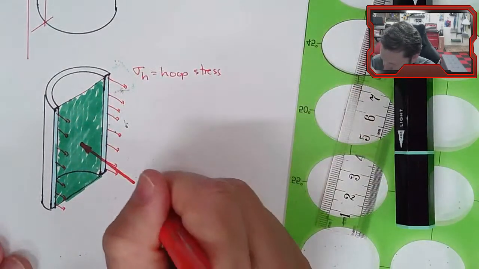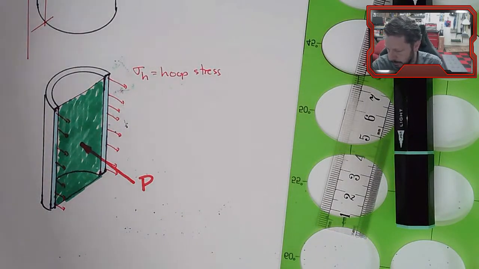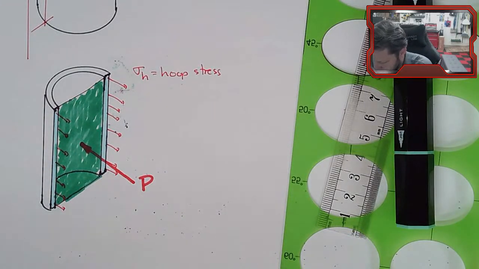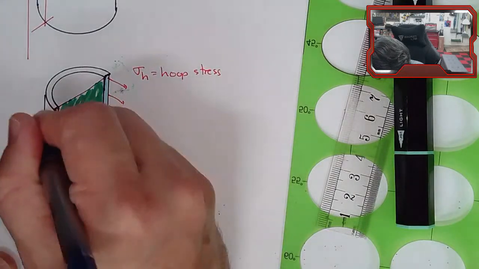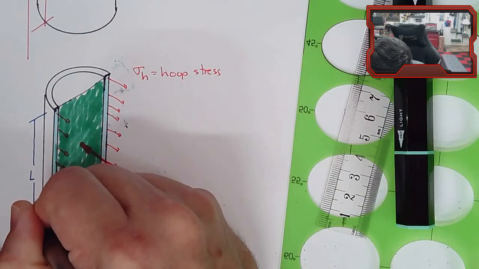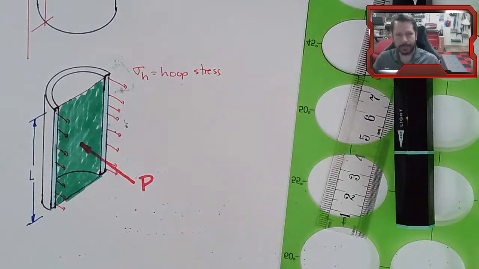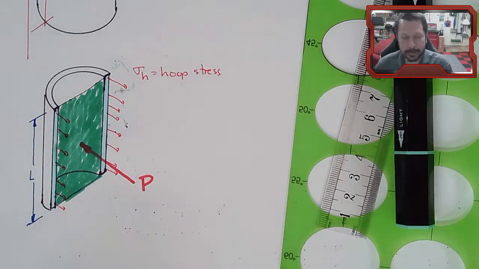Something like that. That'll be P, the internal pressure, and it's spread out over that entire area. I'm just drawing one arrow to show it. So we have this dimension, which we'll just call L for the length, or in this case it looks more like a height, but sometimes these are laying on their side and it looks more like a length.